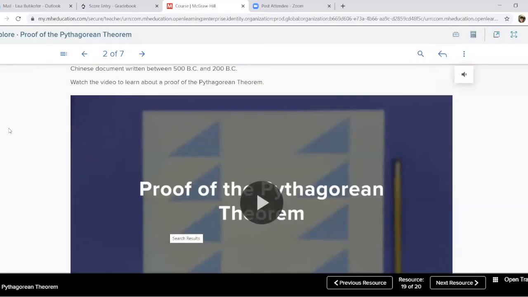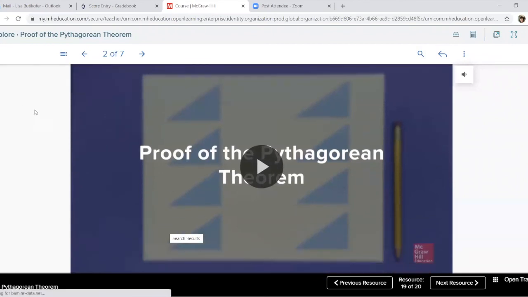Oh, and I skipped over the proofs of the Pythagorean theorem. So if you guys want to go through the slides, well, not if you want to, but go through the slides and go to slide 19 and watch the video on how you do the proof of the Pythagorean theorem.